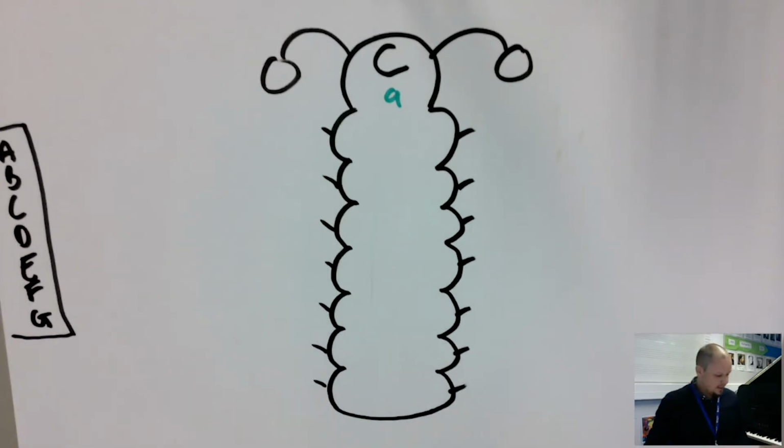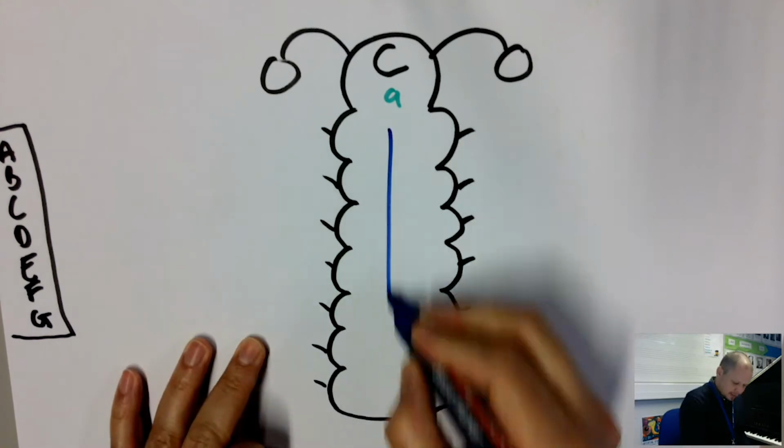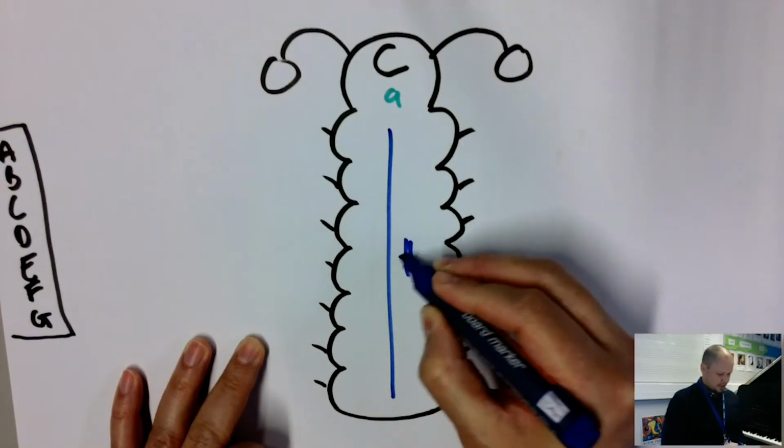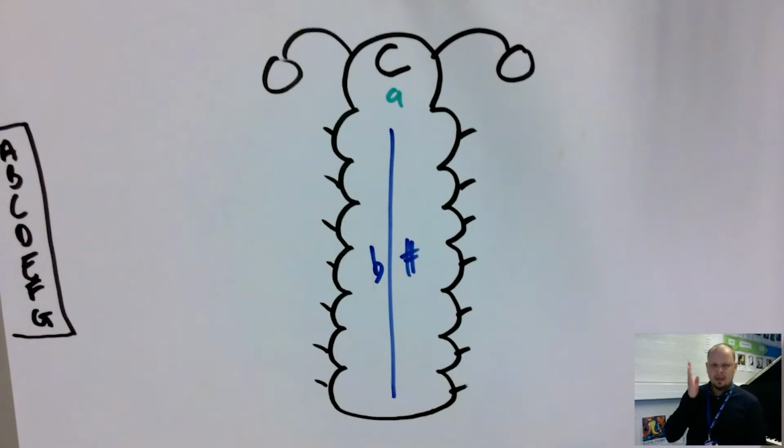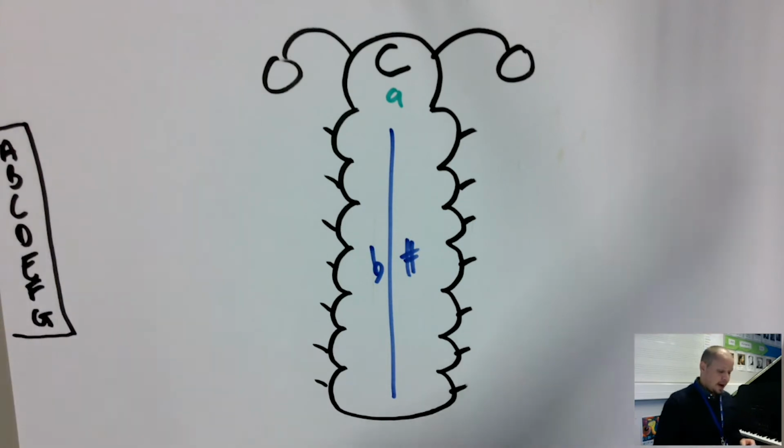Now my caterpillar is going to be divided into 2. We have our sharp side and our flat side. So on the right side, it's going to be all my keys with sharps, and then on my left side, it's going to be all my keys with flats. Now, how do we do this? We're going to have to work it out.